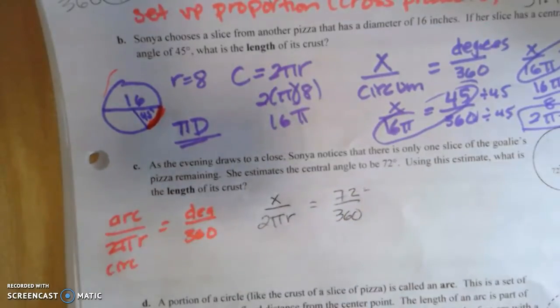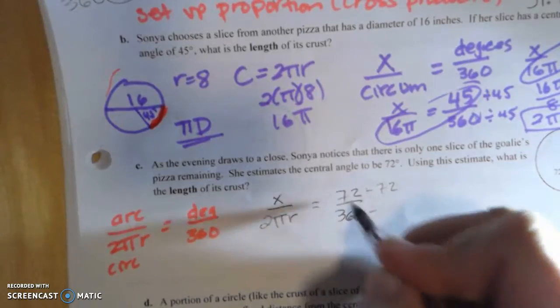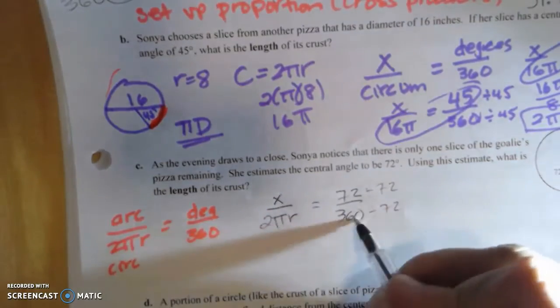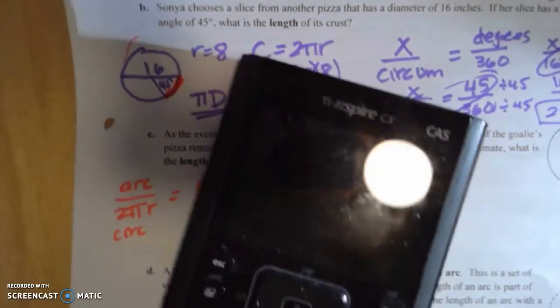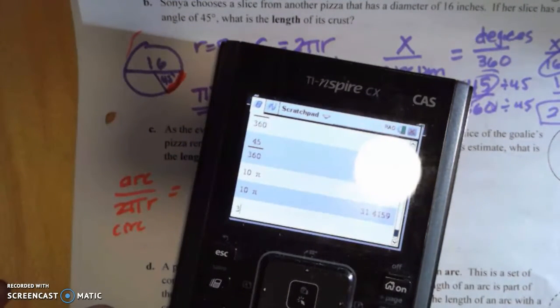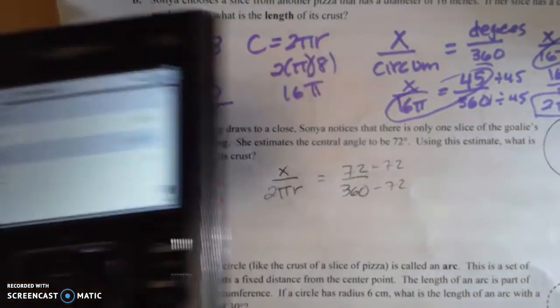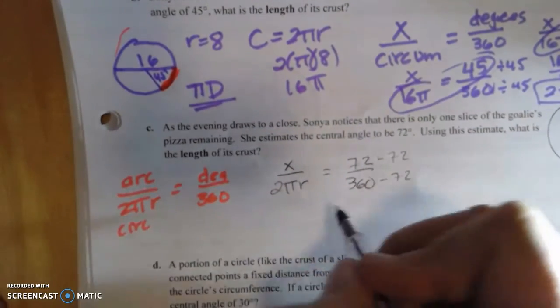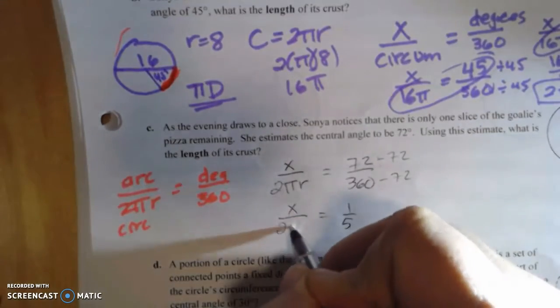Well, if I divide by 72 here, and I'm basically just reducing this, 72 goes in there, I believe it's 5 times. Let me just double check here. 360 divided by 72 equals 5. You can see that it's 5 on my calculator. So we're going to get x over something equals 1/5, 2 pi.